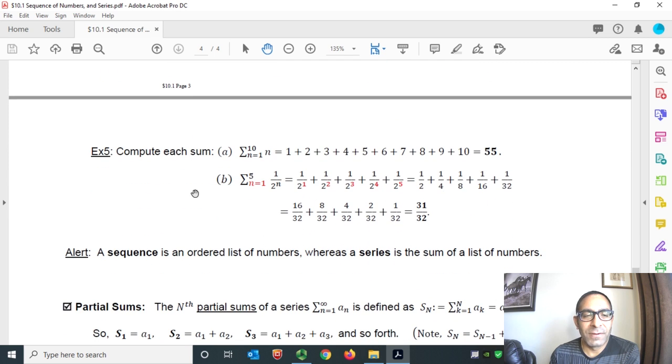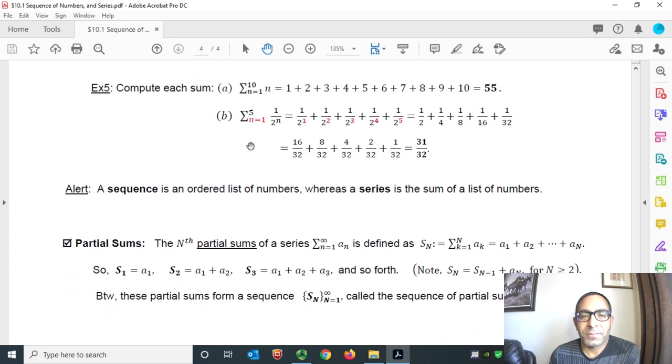Next, let's do example 5. Compute each sum. In part A, the summation with n equals 1 to 10. On this summation, start at n equals 1 and then stop at n equals 10 and add all the terms of that series. So n equals 1, n equals 2, n equals 3, n equals 4, ... n equals 10. Add all those terms, which turns out to be the sum is 55.